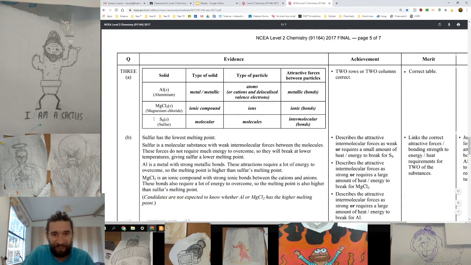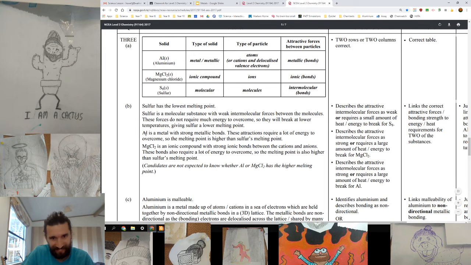Have a look at what they say. Well, this is even shorter. Aluminium is a metal with strong metallic bonds. These attractions require a lot of energy to overcome, so the melting point is higher than sulfur's melting point. Well, it's got a high melting point. These are model answers. They are good answers, and they are generally very, very concise, meaning they say exactly what you need to say and no more.